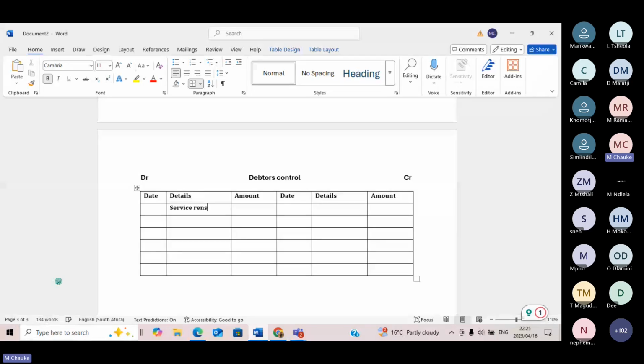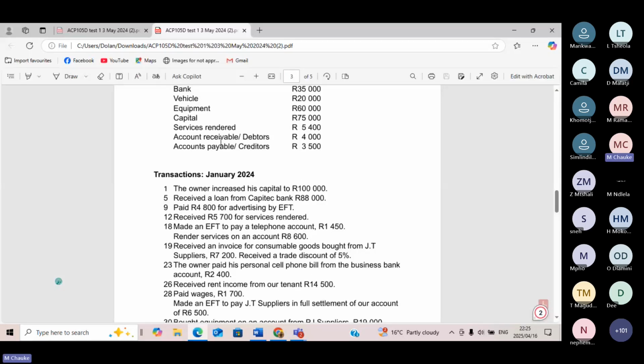I don't know if you guys are still following. Services rendered right there, and then amounts. Sorry, on the debtors control, I think we've got an opening balance, isn't it? Balance brought down. Let's see how much is the opening balance for debtors control. I think it's 4,000. We're supposed to include it like that to say opening balance. Balance brought down 4,000. Right, and this one is 1 Jan.